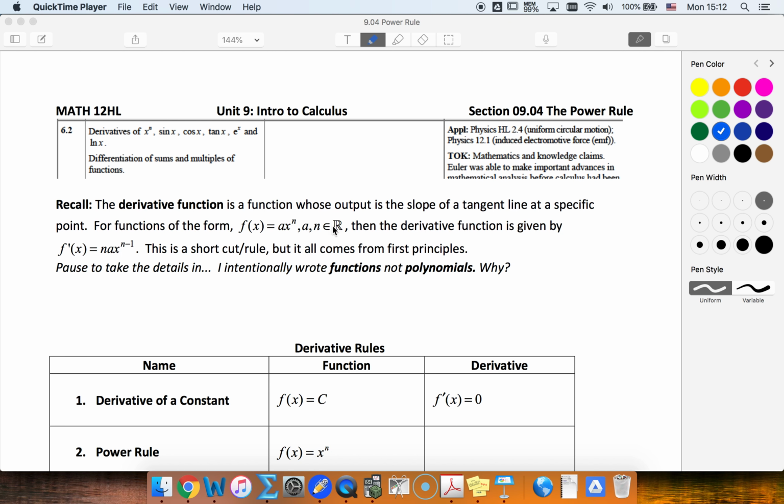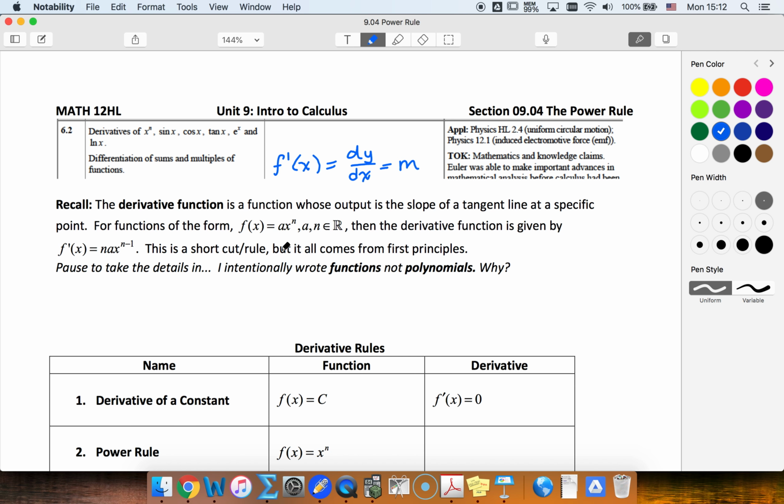But saying a and n are elements of the reals, we can expand this to say that the derivative function is: decrease the power by 1 and multiply the coefficient by whatever the original power was. So here's our new notation for the derivative. We're going to remember that f prime of x is the same as dy/dx, which is the same as m being the slope of the tangent. This comes from first principles, and it's true for any function that has a power.